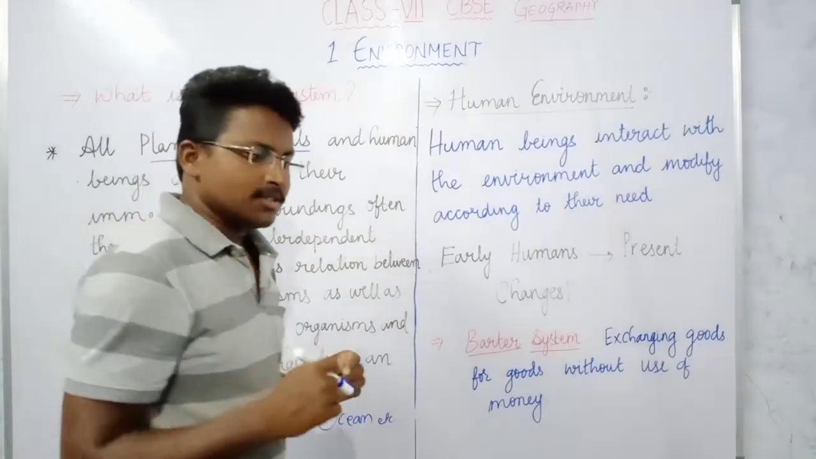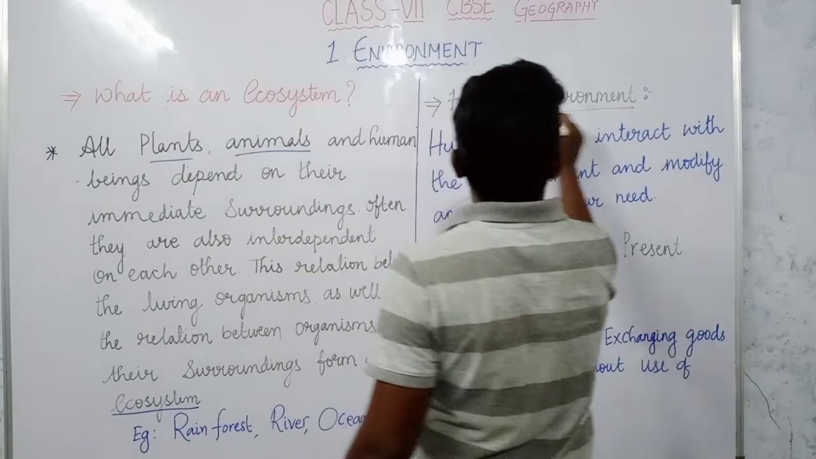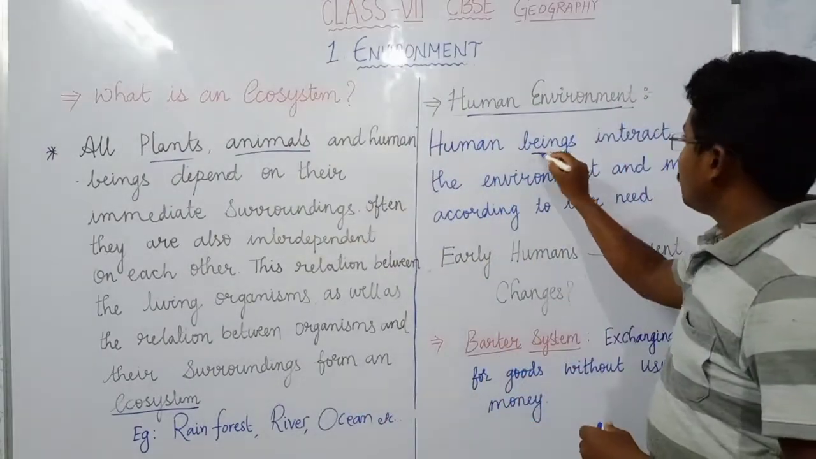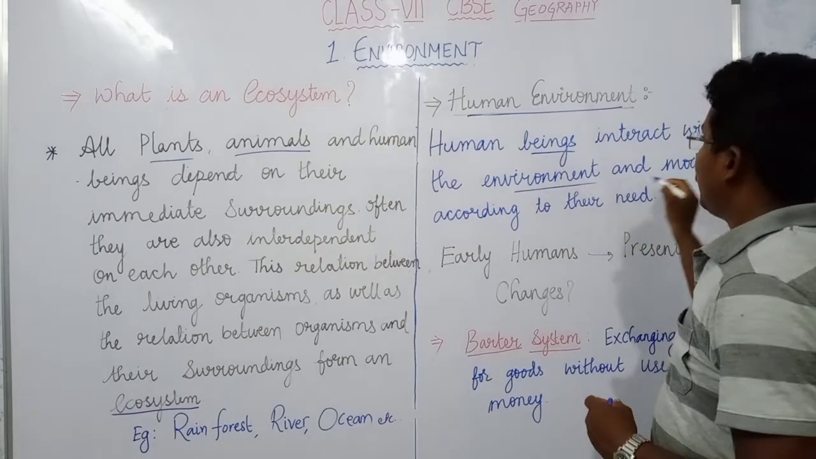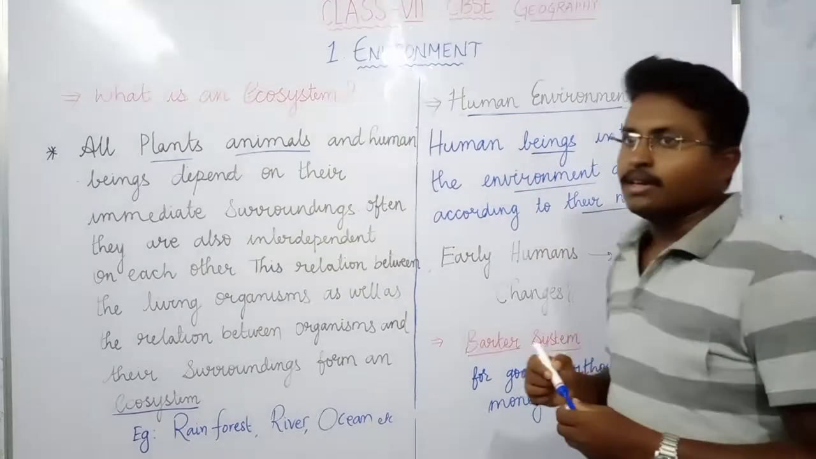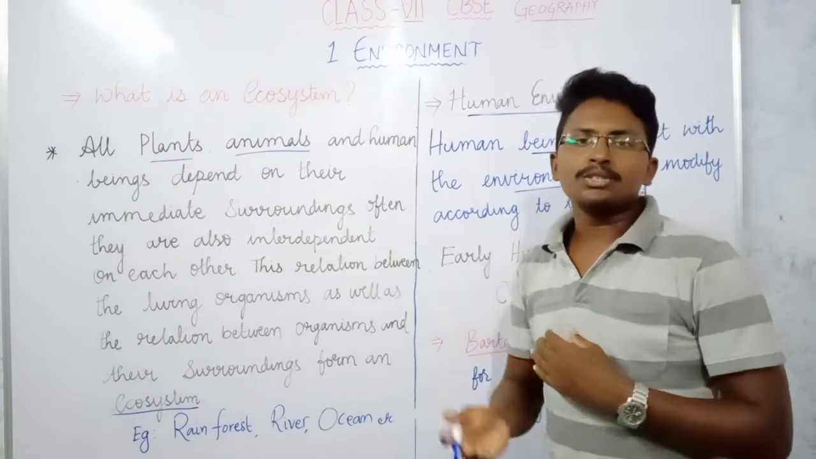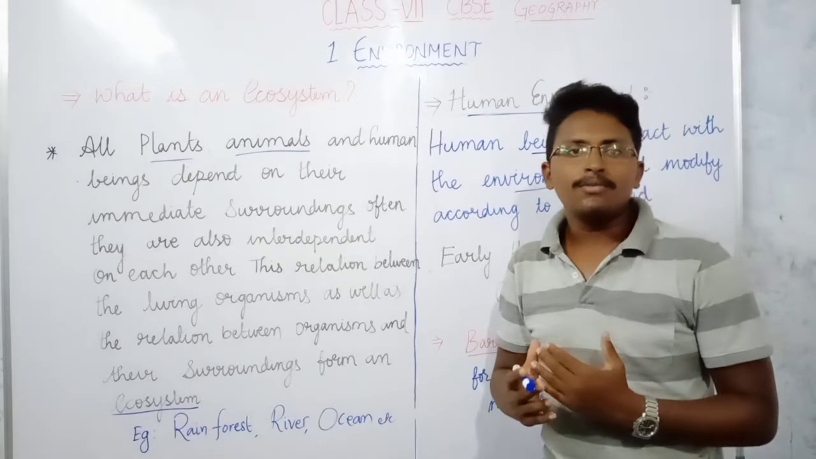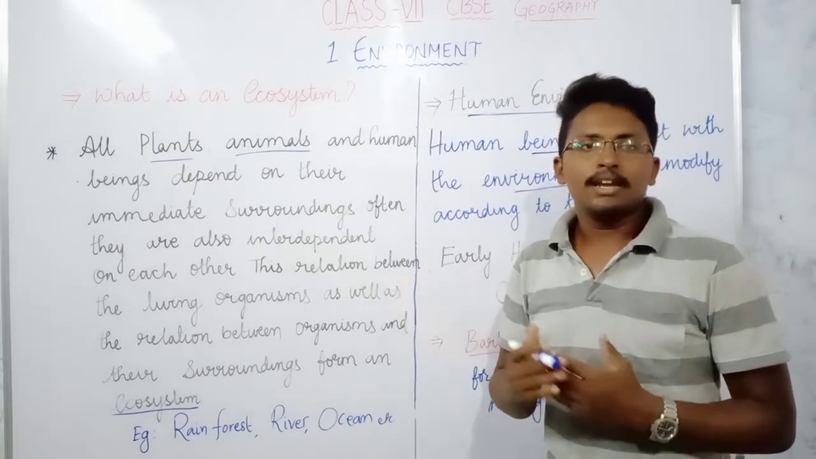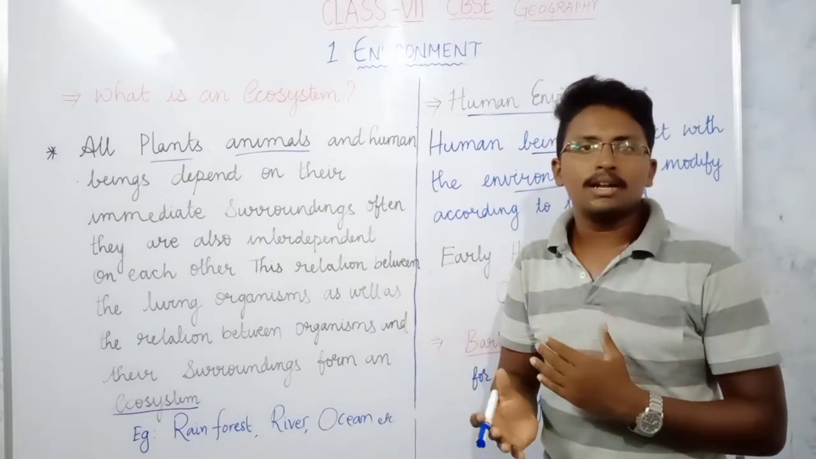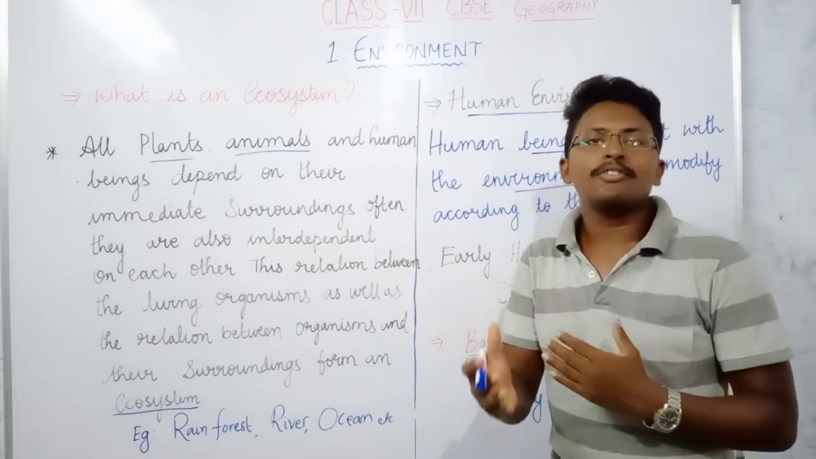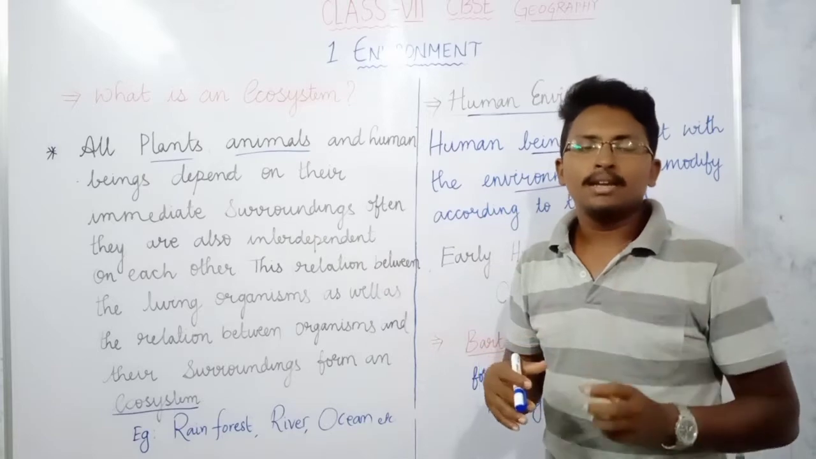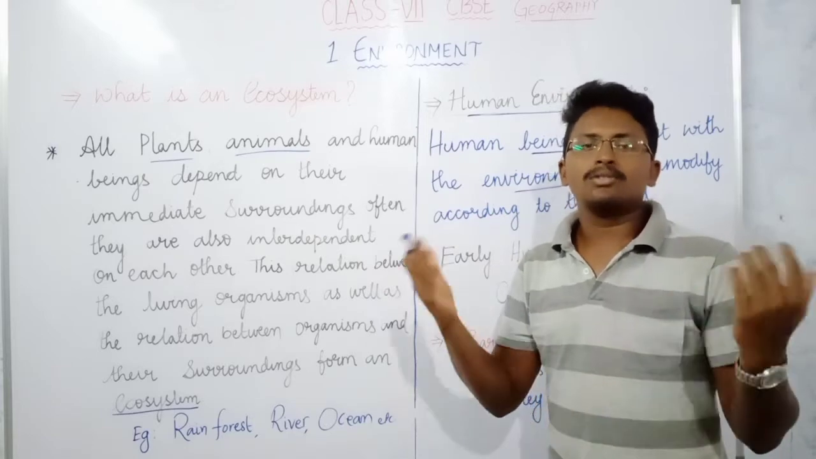The next one which we have to discuss is the human environment. Human environment means human beings interact with the environment and modify it according to their need. That means humans interact with nature. For example, nature is helpful for humans in different ways. What humans will do is interact and modify according to their needs. They will not directly use whatever is available in nature. They will modify it according to their will.